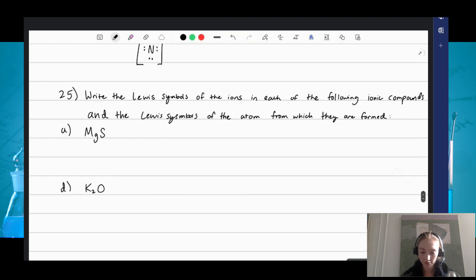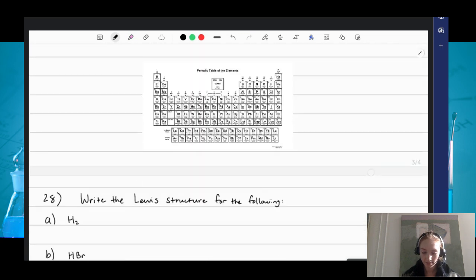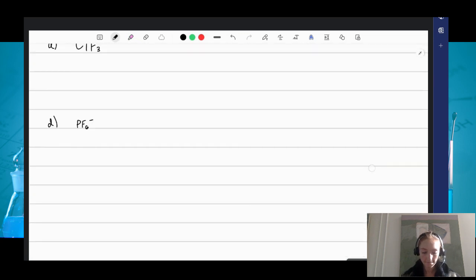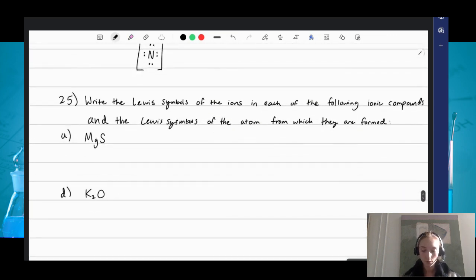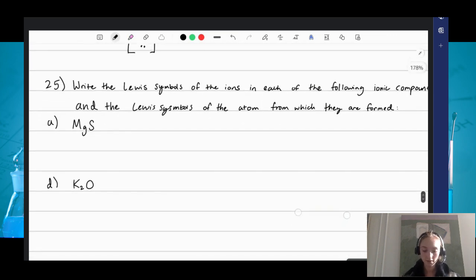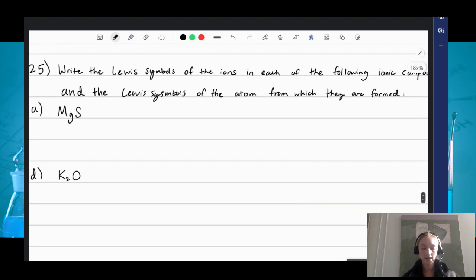Let's move on to 25, and now we are working with ionic compounds. And then after that, I believe we are going to do 2 more questions working with Lewis structures. So we're going to work on more complicated ones now. Okay, so this one is asking, write the Lewis structure of the ions in each of the following ionic compounds and the Lewis symbols of the atom from which they are formed. Okay, so we have magnesium and sulfur for our first one here.